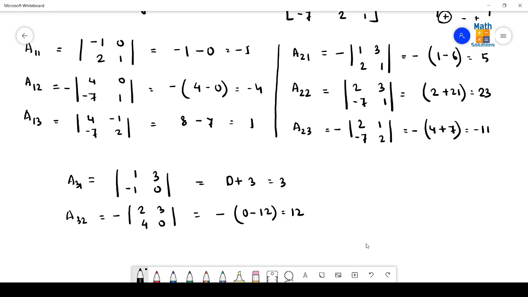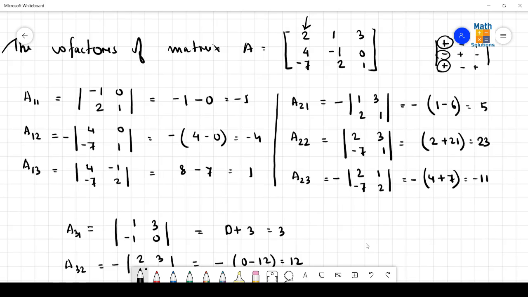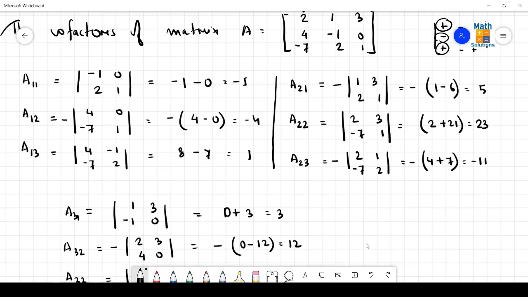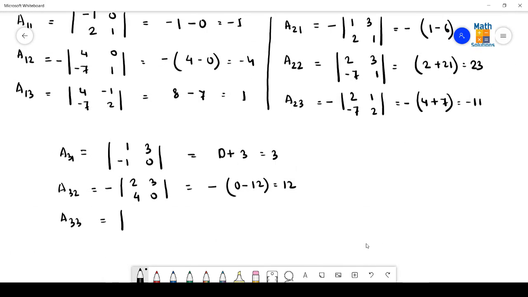And then A33, the sign convention will of course be positive, and the elements will be 2, 1, 4, minus 1. The result will come like minus 2 minus 4, equals minus 6. So these are the cofactors. So we can write down the adjoint in this way.